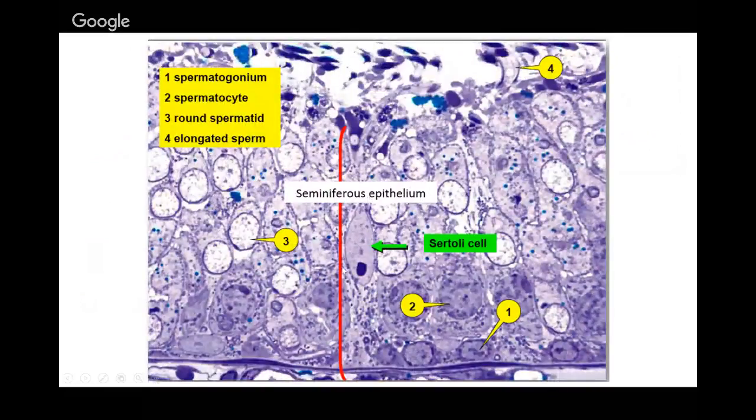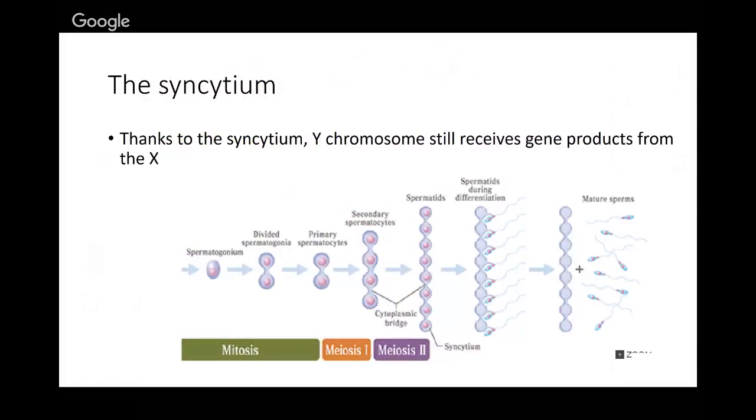You can see the Sertoli cell here, so it looks pretty different. This is a round spermatid, and you have an elongated sperm here. So if you're gonna learn something for histology, it's gonna be something like this, just the different stages of spermatogenesis. And while meiosis is occurring, all the spermatocytes and spermatids are still connected to each other by something called the syncytium. Just know that it's there.